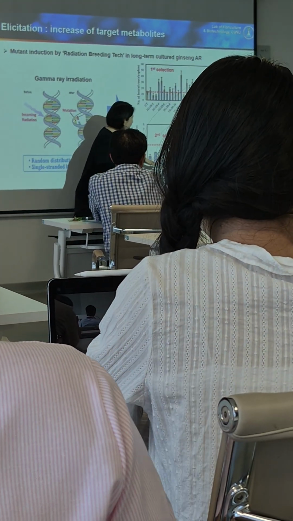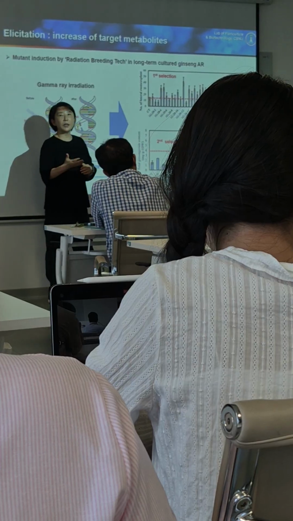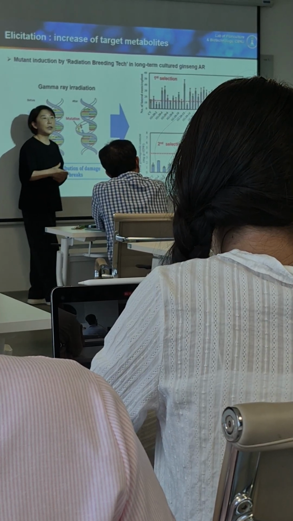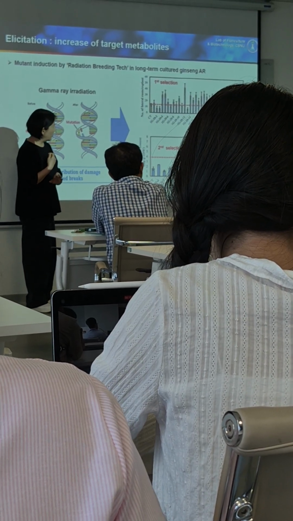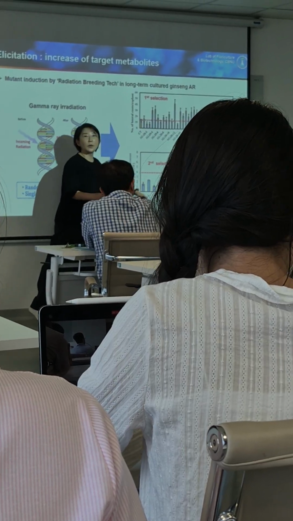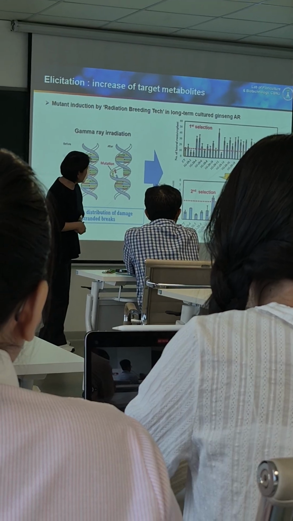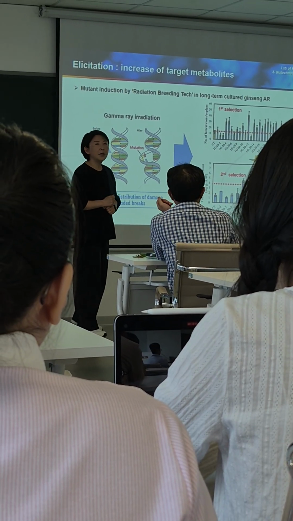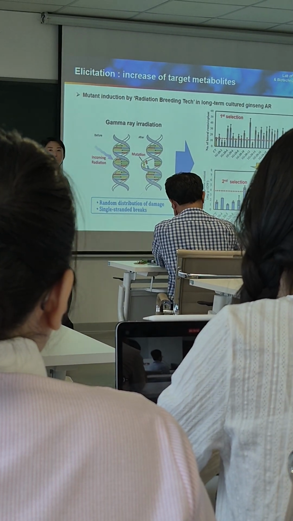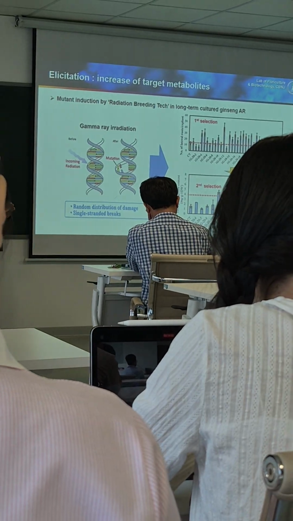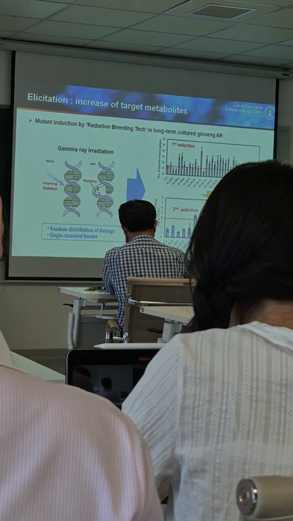them again, and then the second selection was by ginsenoside content. So we selected again, because all those cell lines proliferated well. In the second selection, we analyzed the total ginsenoside content, then we selected again. So we got the elite line from the older lines.